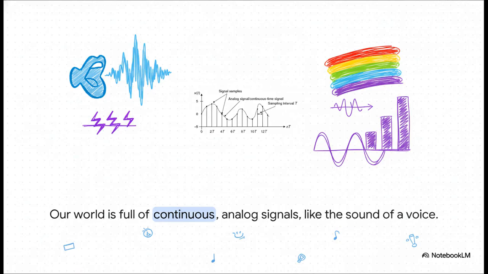Okay, but think about this. The world around us is, well, it's smooth, it's analog. The sound of a voice, for example, is a continuous wave. So how do we take that and turn it into digital ones and zeros? Well, we have to get clever, and surprise, surprise, frequency is the key.